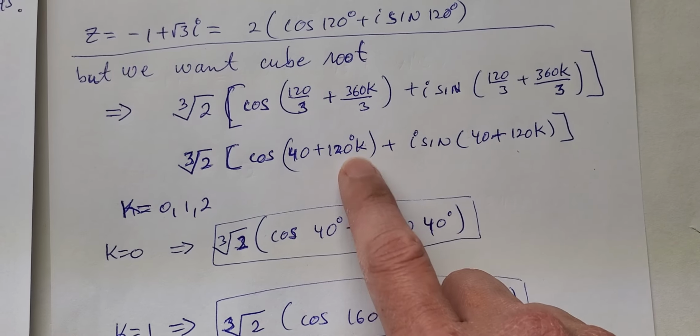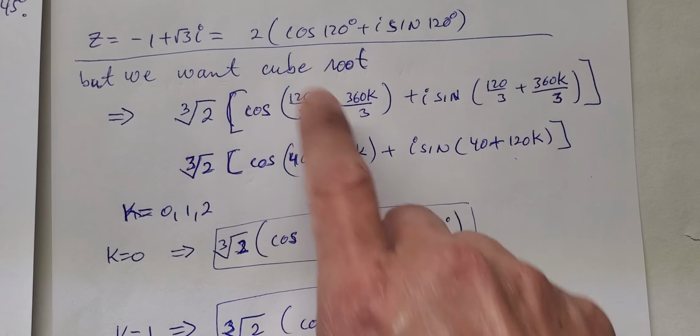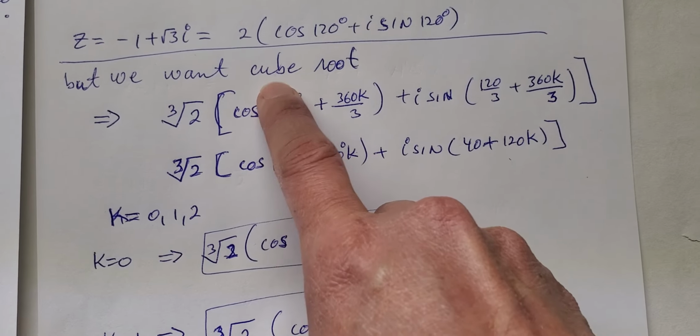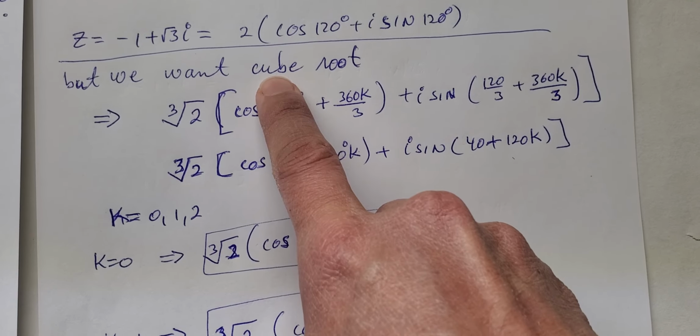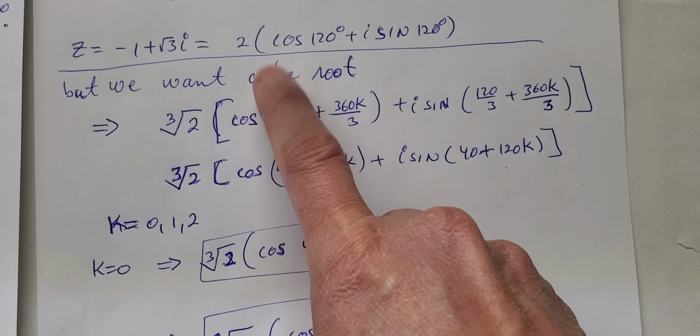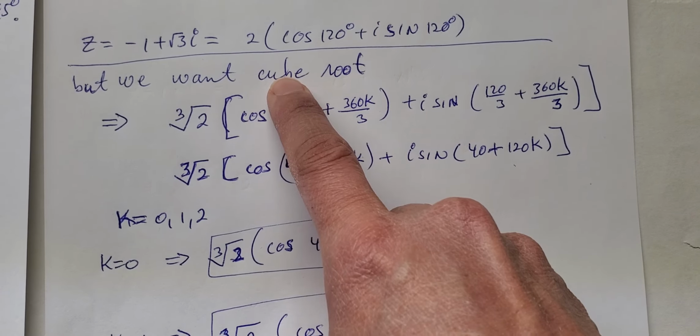Okay. K means how many times you're going to go around the circle. So how many times? 3 times. Why 3? Because it's a cube. That's why. If this says 4th, you go 4 times. If this is 5, we go 5 times. Here it says cube, so we do 3 times.